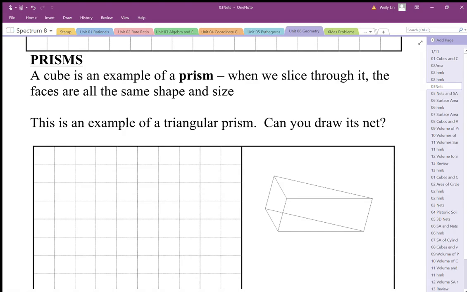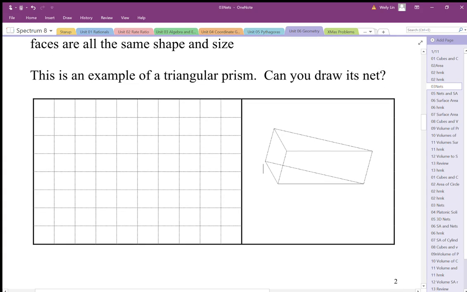For example, think of a loaf of bread. If every slice is exactly the same, that loaf of bread is considered a prism. So this is a triangular prism. Can you draw the net?